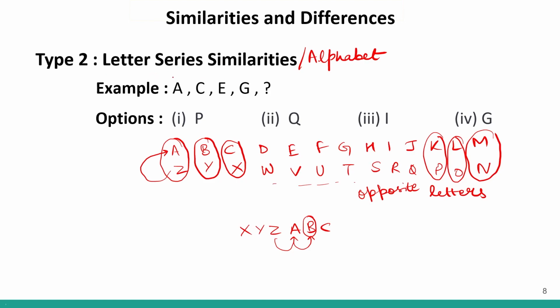If I give them forward ranks, A will be ranked at 1, C will be ranked at 3, E will be ranked at 5, and G will be ranked at 7. So I can see clearly there's an addition of 2 ranks. We are moving 2 ranks forward. 1 plus 2, 3, 3 plus 2, 5, 5 plus 2, 7. So here also we'll go 2 ranks forward. That gives us the 9th rank. And at 9th position we have I. So our answer will be option number 3, I. I will be the correct answer.